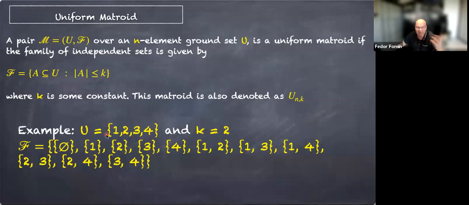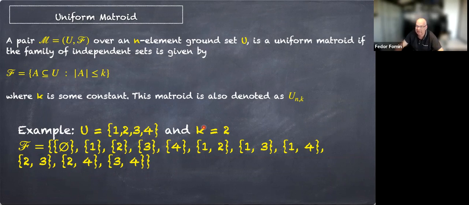For example, I have a set U with 4 elements. If I take k=2, then the matroid U(4,2) will be the matroid in which all these sets are independent sets. Matroids represent, of course, vector spaces, and also families of sets. So why is this a matroid? This is again an exercise. You have to check that these sets satisfy the three axioms of matroids.